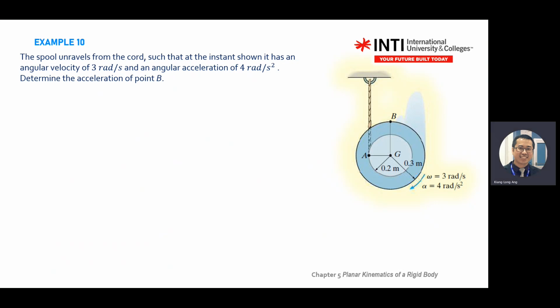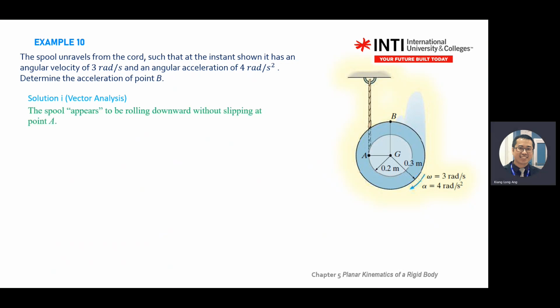So this is a very important example for your incoming test too. The spool unwinds the cord such that at the instant shown it has an angular velocity and angular acceleration given. Determine the acceleration at point B. Now, how do you solve this question? Again, you have two methods.